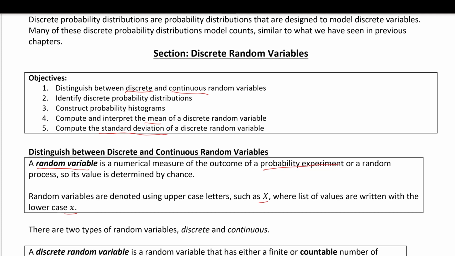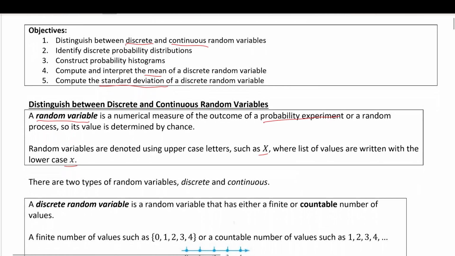All right, so as we discussed in the probability chapter, a probability experiment could be as simple as rolling a die, right? A probability experiment is essentially something that's a repeatable process where the outcomes are uncertain. Okay, so for example, rolling a die, there's 6 outcomes, and there's actually a probability for each one of those outcomes. Okay, so that's what we mean by a random variable.